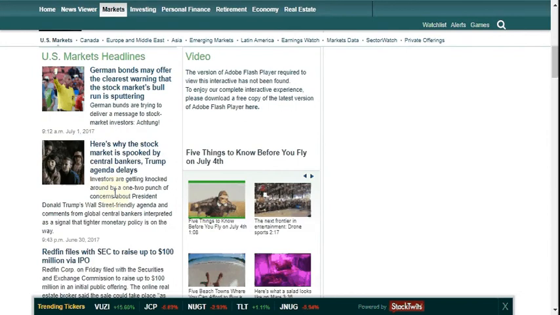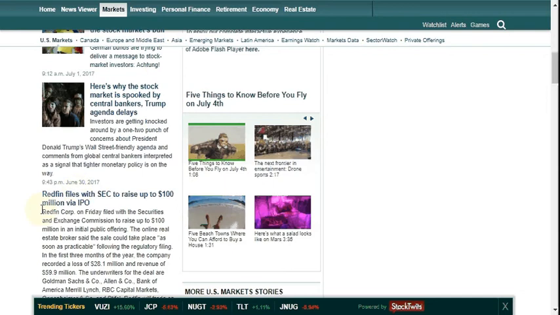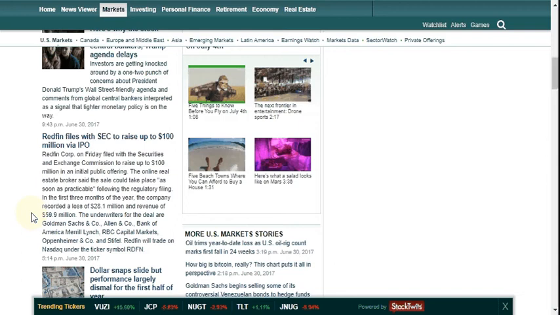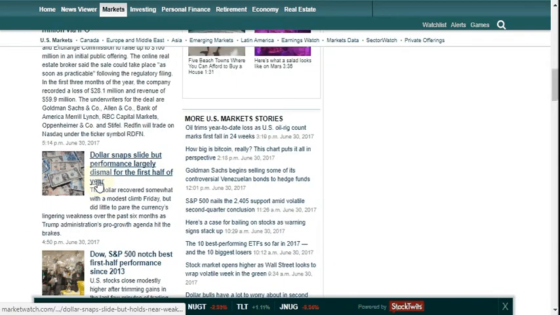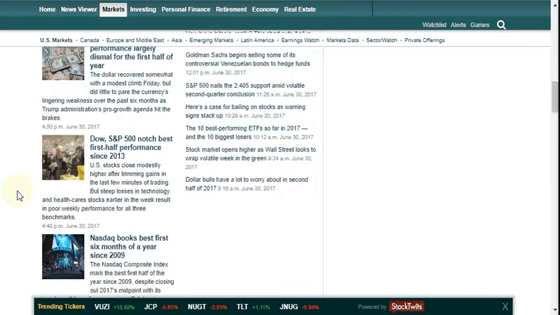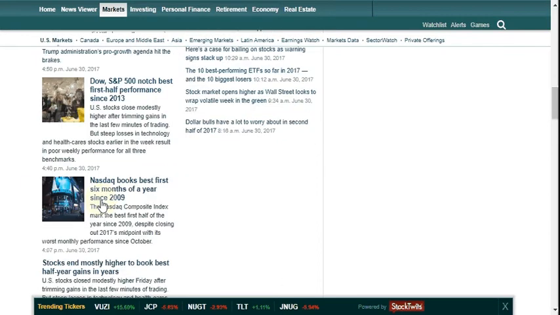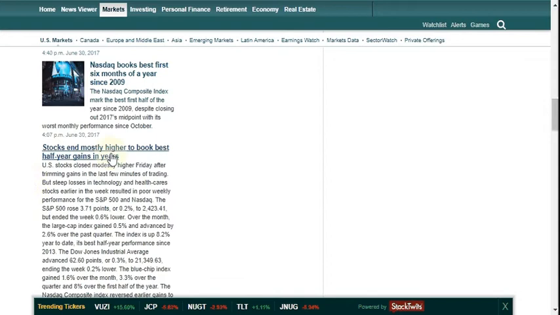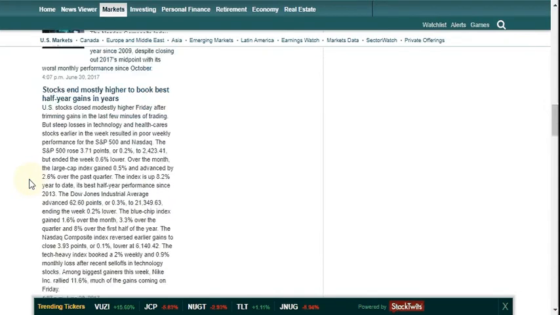What more do we have? Yeah, central bankers and Trump. Here, Redfin files with the SEC to raise up to 100 million via IPO. Dollar snaps slide, but performance largely dismal for the first half of the year. Dow and S&P 500 notched best first half performance since 2013. Here, Nasdaq books best first six months of the year since 2009. Stocks end mostly higher to book best half year gains in years.